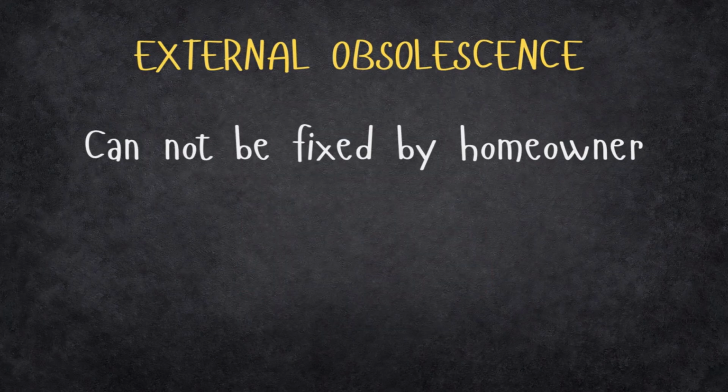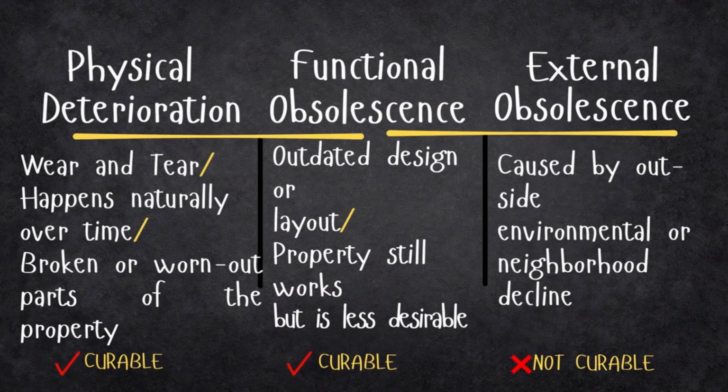That means it cannot realistically be fixed by the property owner. Even if the owner spends money improving the home, those outside factors may still reduce the property's value. Let's quickly review the three of them side by side so you can clearly remember the differences.